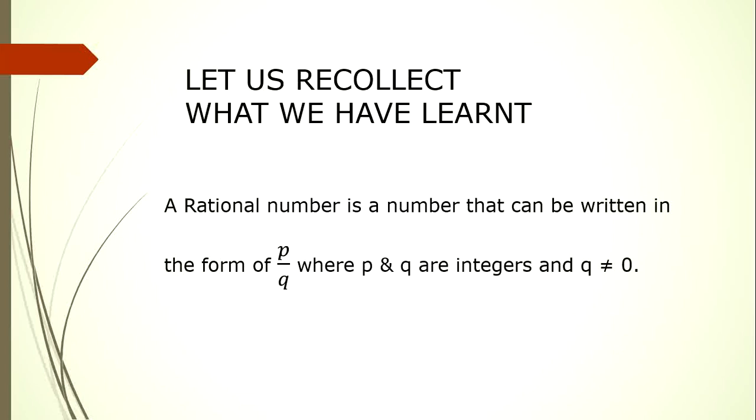Before that, let us recollect what we have learnt. Let us see what is a rational number. A rational number is a number that can be written in the form of p by q, where p and q are integers and q is not equal to 0.